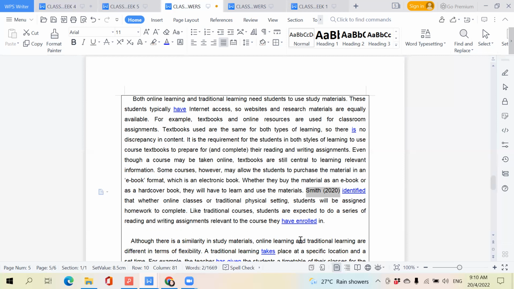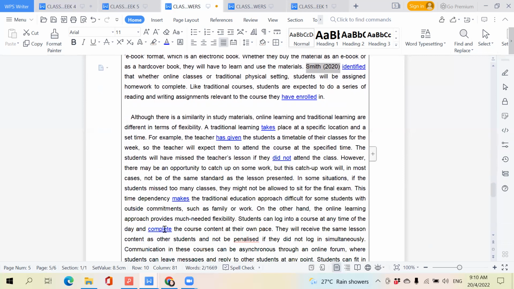Okay? Why? It's still ongoing. You are still a student here. Even though you enrolled in 2019, you're still a student here right now. So that entails a present perfect tense. That's it. Okay? All right, next.